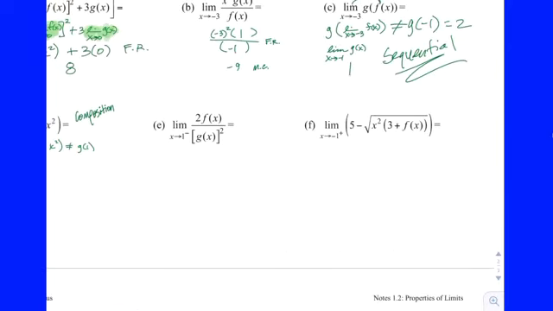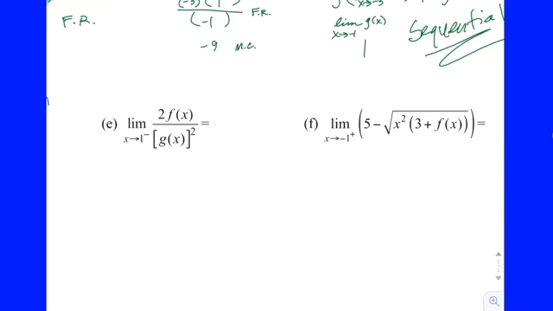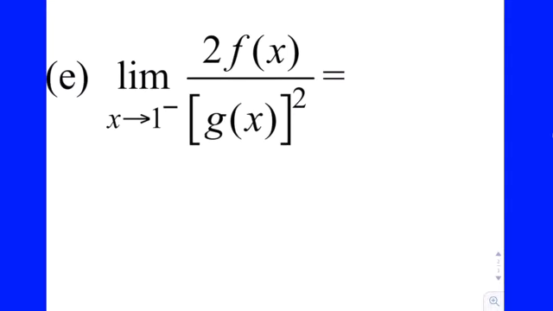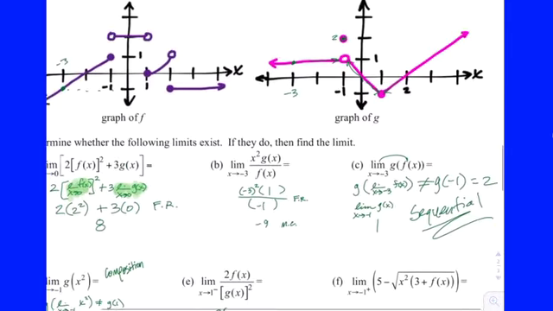All right, go ahead and finish up the last two. Do them on your own, and I'll try and work them with you, and we'll compare answers. These are one-sided limits now.